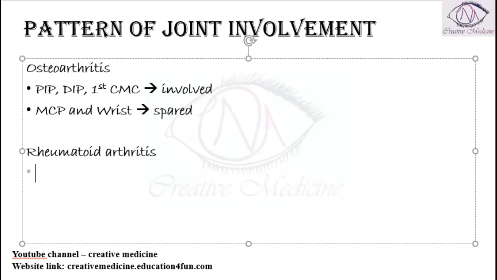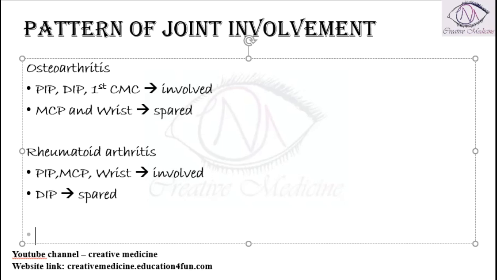In rheumatoid arthritis, actually proximal interphalangeal joint, metacarpophalangeal joint and wrist joint are involved. Then what are spared? Distal interphalangeal joint is spared in rheumatoid arthritis.